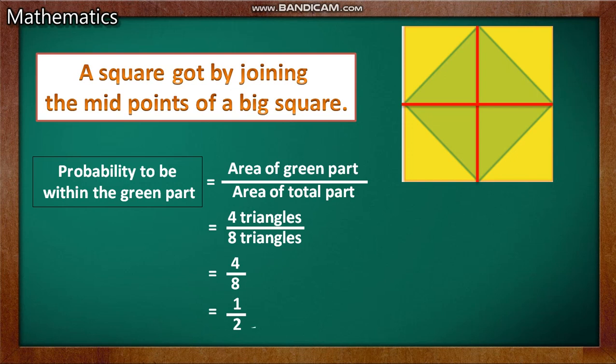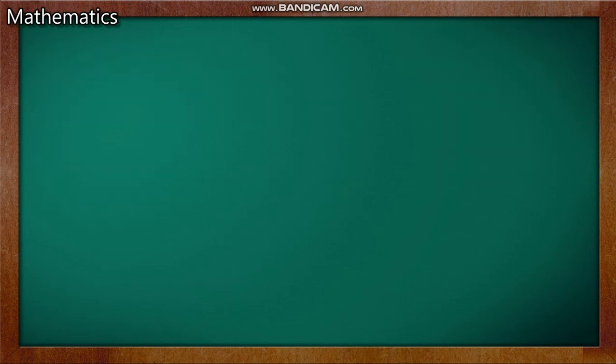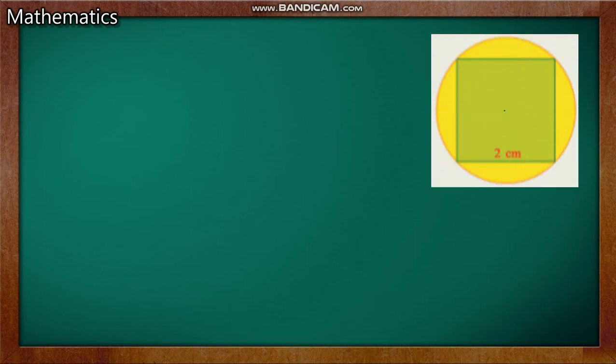Okay, let's go to the next question. This is the final answer. Let's go to the next question. This one. In this type of question, we can't cut it into equal triangles or equal squares or equal circles. So we have to find the area of the square and area of the circle.